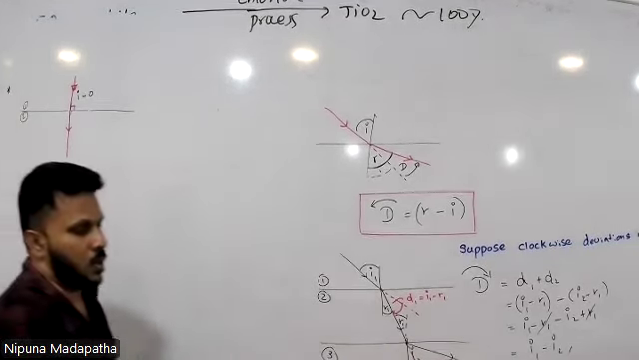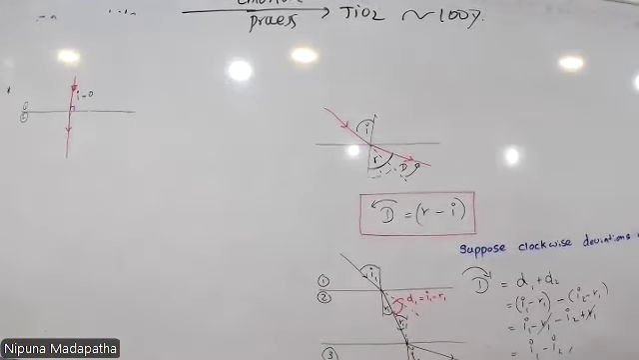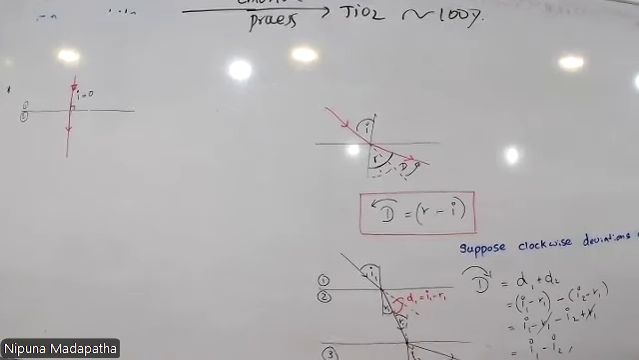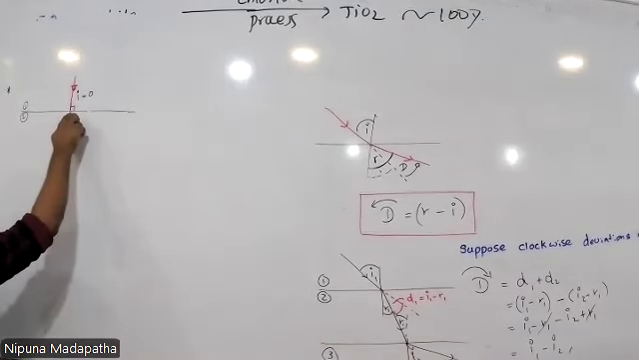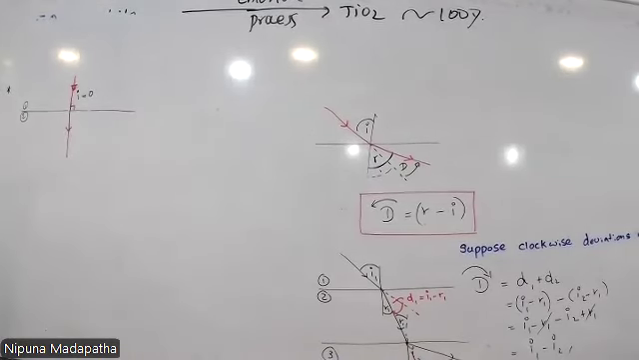When a light ray is incident along the normal drawn to the interface, it does not refract.